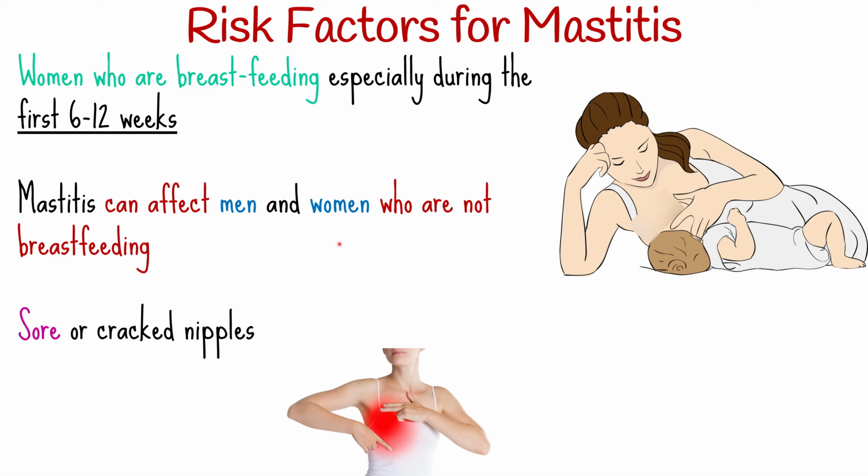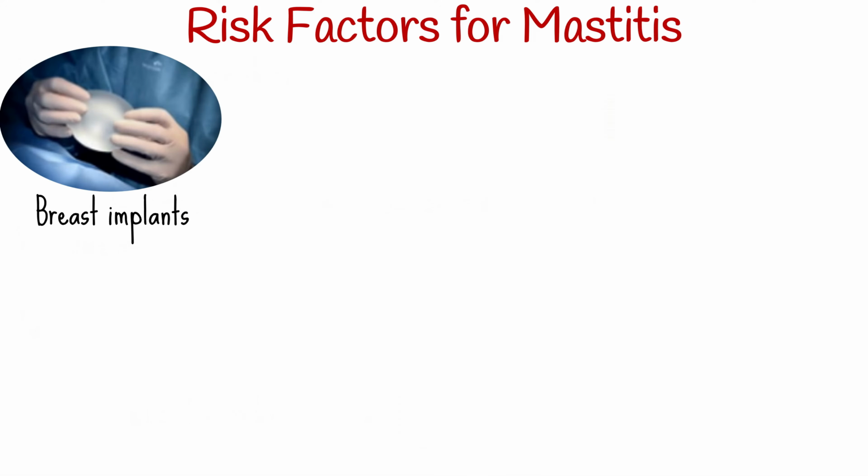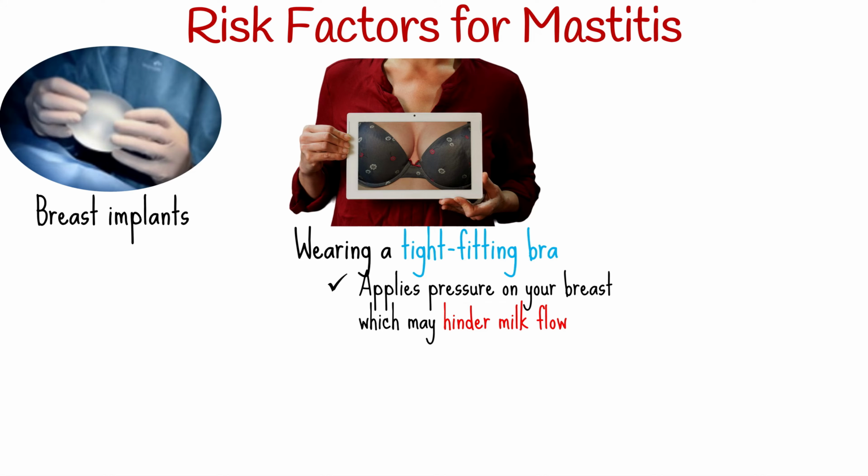Sore or cracked nipples. A woman with previous history of mastitis while breastfeeding is likely to get mastitis. A woman with breast implants is at a higher risk of getting mastitis. Wearing a tight-fitting bra or applying pressure on your breast when wearing a seat belt or carrying a heavy bag, which may hinder milk flow.